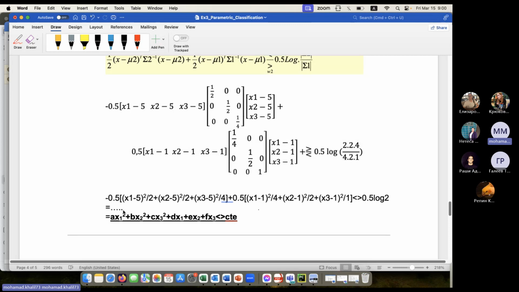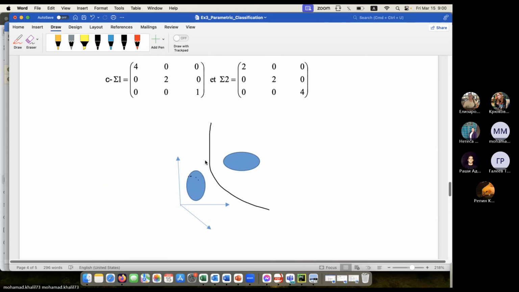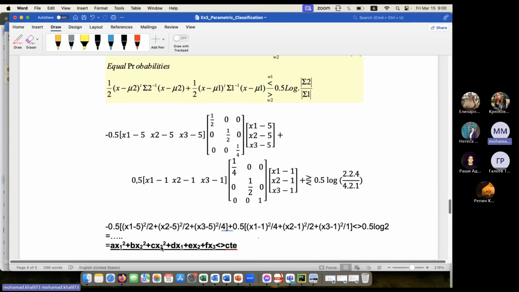Look, if you develop it, the x1 square here is over 2, but here is over 4. So I will have x1 square, x2 square, x3 square, and x1, x2, x3 and a constant. What is this kind of equation? Sometimes it's a circle, sometimes it's a paraboloid. So you have something like that. You understand? So it's really very, very important.